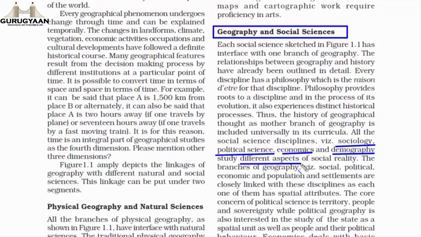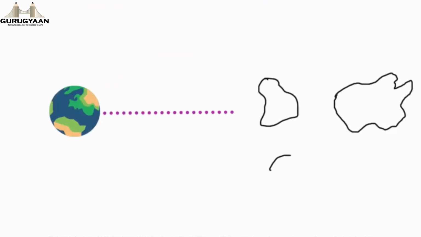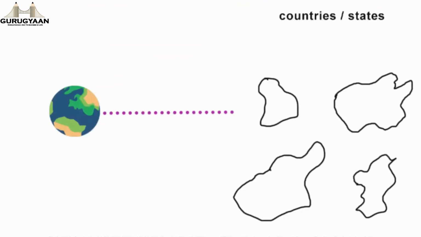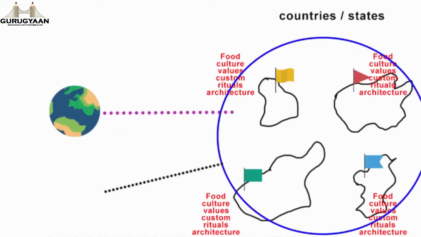Now, why is it important to understand all these different disciplines? There is an importance associated with it in terms of understanding the territory, people, and the sovereignty of a particular place. So we know that the earth is now divided into small states, countries, and continents, and all these places have their own preferences. So to understand all of this, it is very important to understand all these different disciplines.